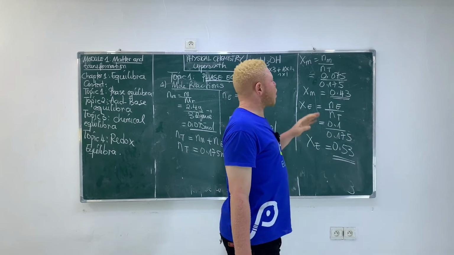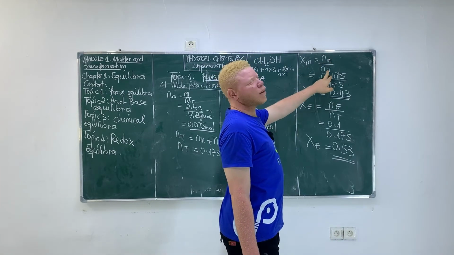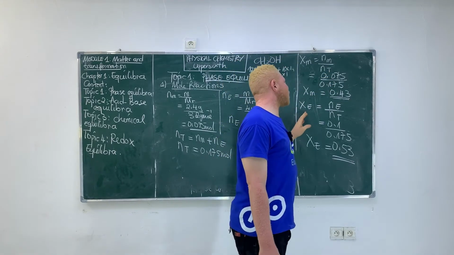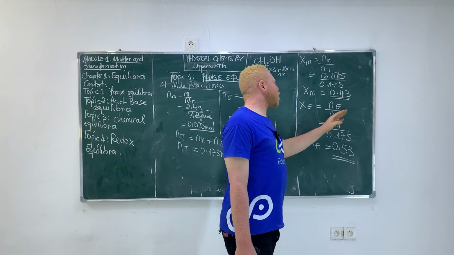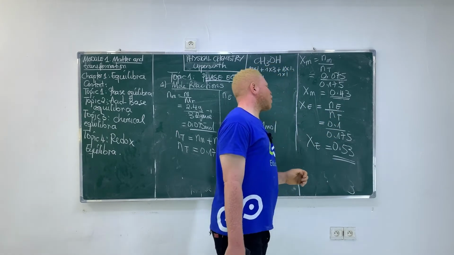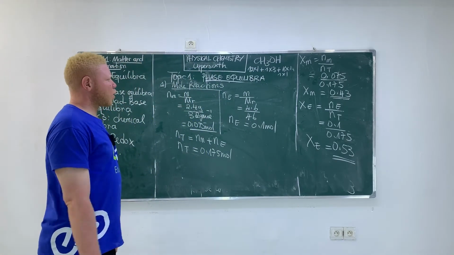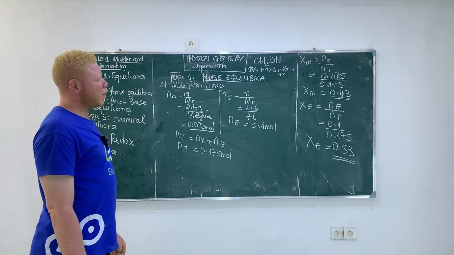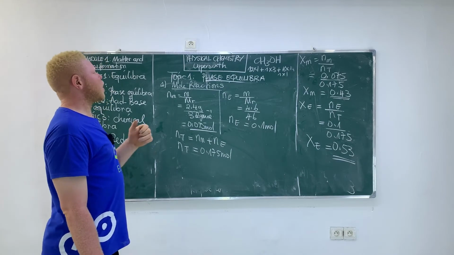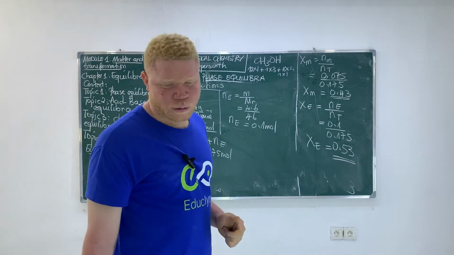But remember, the mole fraction of methanol is the number of moles of methanol divided by the total number of moles. The mole fraction of ethanol is the number of moles of ethanol divided by the total number of moles. So we have successfully calculated the mole fraction of the various components in the mixture. So we can go down to 2, which is the partial pressure.